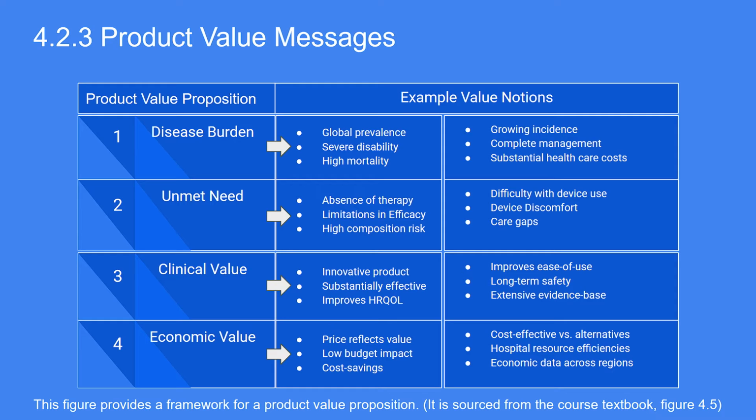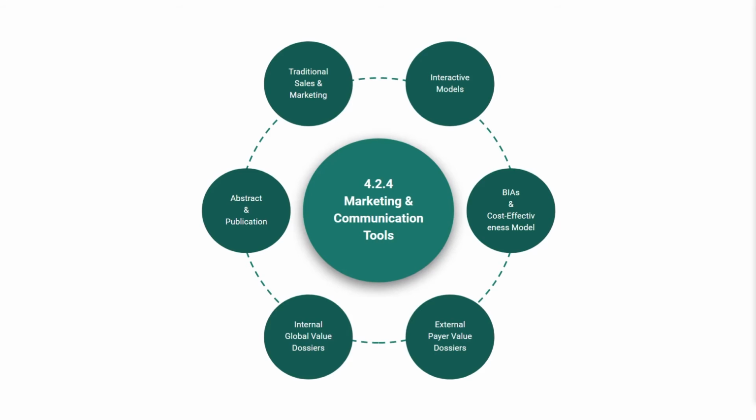And this figure provides an example of this. So, for example, we can look at number 4, economic value of the product. Some examples would be that the price reflects value, it has a low budget impact, and cost savings of the product. You could also examine the cost effectiveness versus other alternatives of the product, how hospital resources can help with efficiencies, and you can also look at the economic data across different regions to compare and contrast.